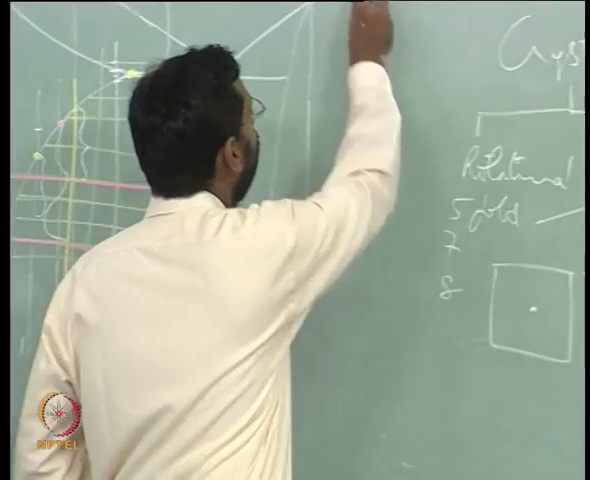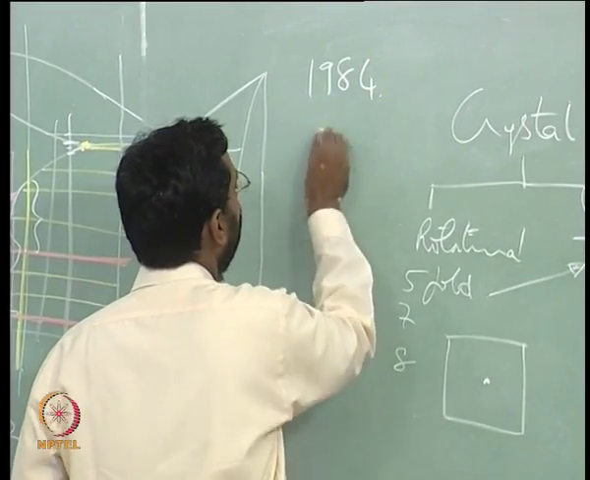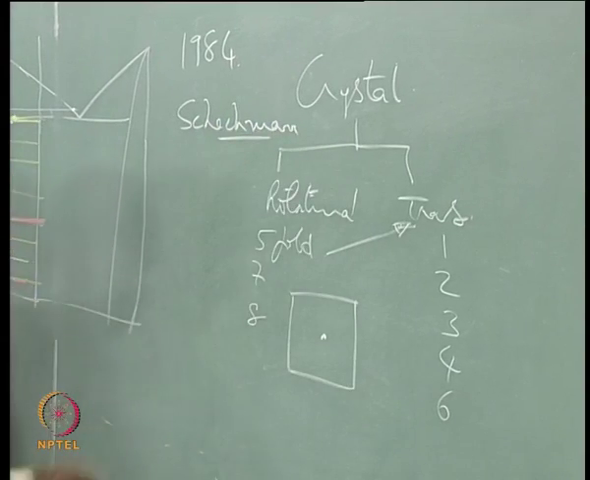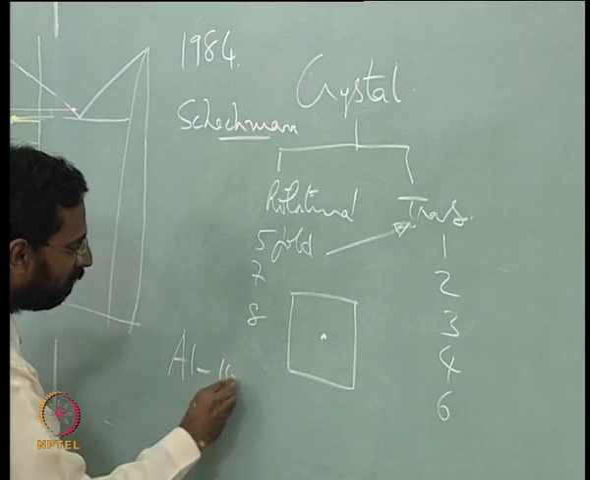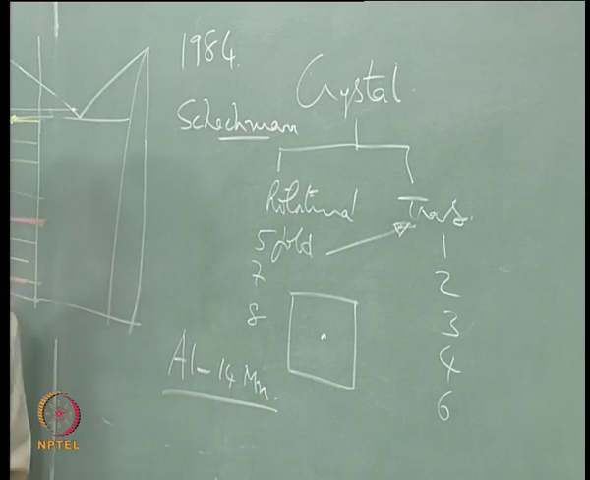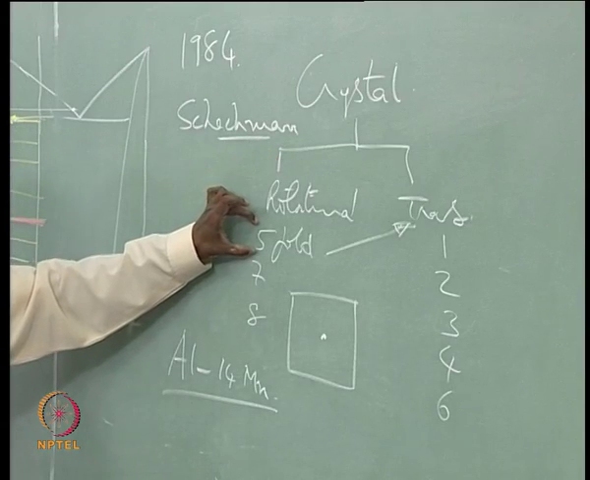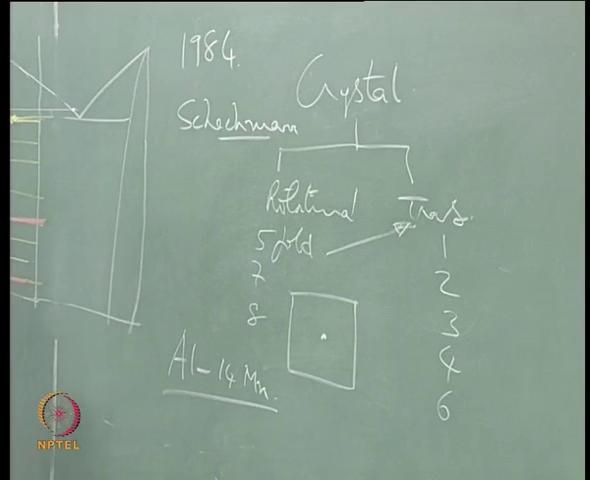For the first time in 1984, a person by name Shechtman saw, in an alloy of aluminum with 14% manganese, something unusual. When he prepared this alloy by fast cooling, the technique that Paul Duwez used, rapid solidification, and took the foil that came out of it and put it into a TEM, he observed a diffraction pattern which has a 5-fold symmetry. That was the first time anybody had actually seen a 5-fold symmetry in a diffraction pattern.